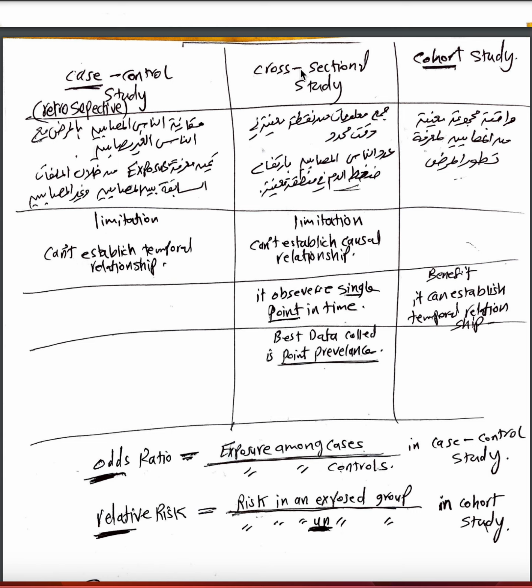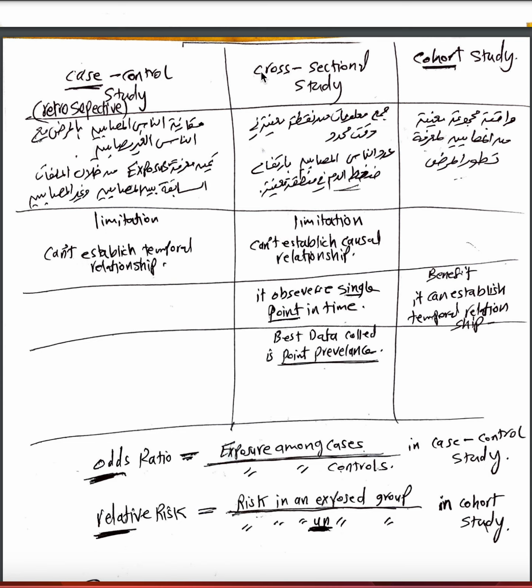Before I go to the cross-sectional study, it's important that we use something called the odds ratio. And what is the odds ratio? It equals the exposure among cases divided by the exposure among controls, and as its name is case control, it is used in the case control study. So we use this in the case control study, and it's called the odds ratio, and its limitation is that it can't show the temporal relationship between the exposures and the results.